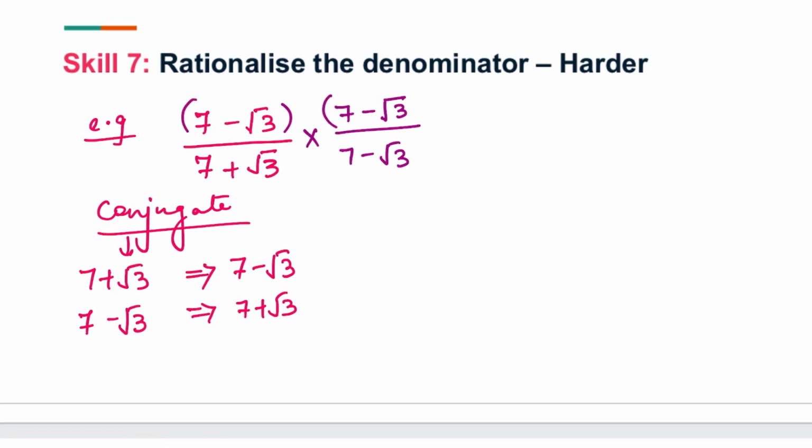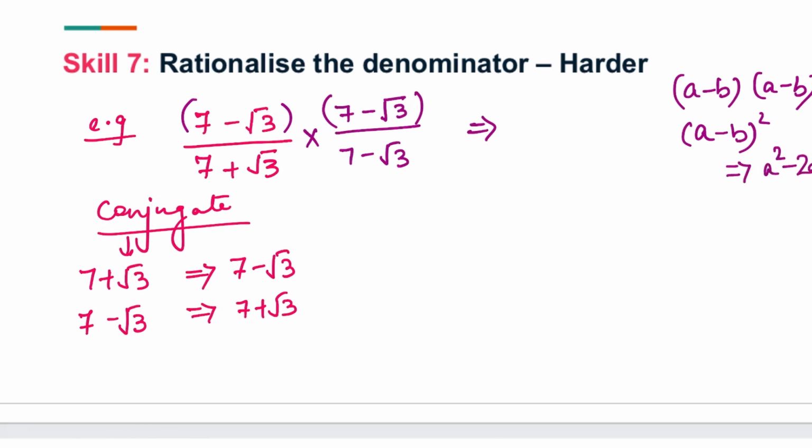In the numerator you have the same terms, so you can use the algebraic identity. I always put an emphasis: learn the identities. Here you have a minus b and a minus b on the numerator, which becomes a minus b whole squared, and we know that it is a squared minus 2ab plus b squared. Always use identities, it just makes life so easy. So when we use the identity, we will get 7 squared minus 2 times 7 times root 3 plus root 3 squared.